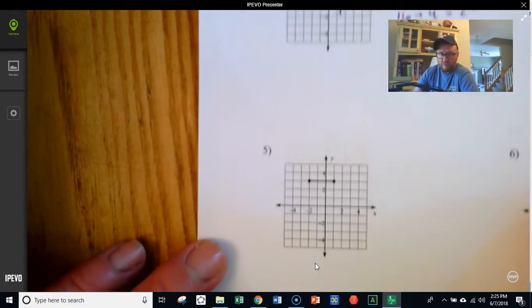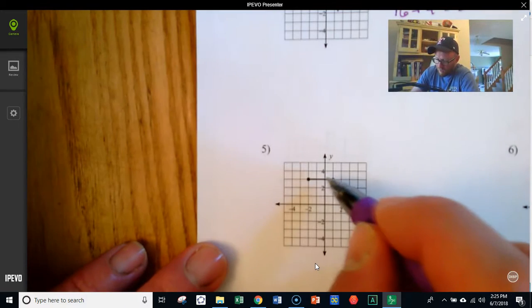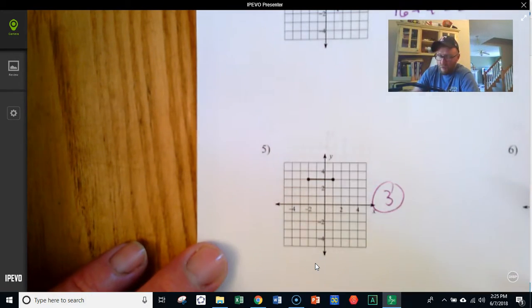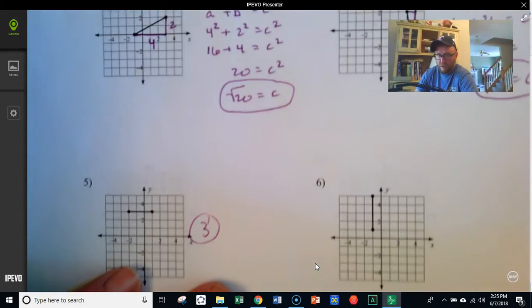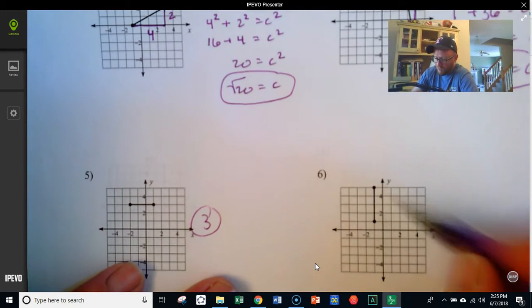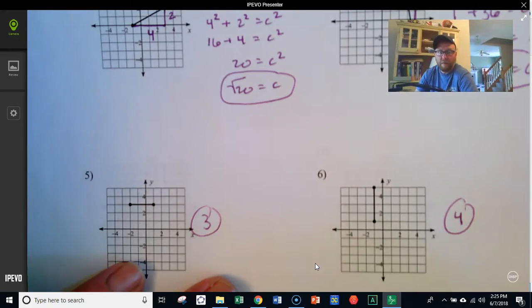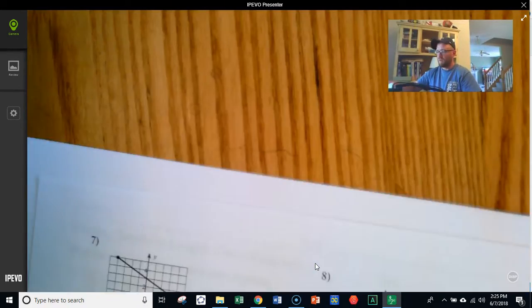Alright. Just count spaces here. 1, 2, 3. Done. That was easy. Here, count spaces. 1, 2, 3, 4. Done. That was easy. Okay. Let's look at some more.